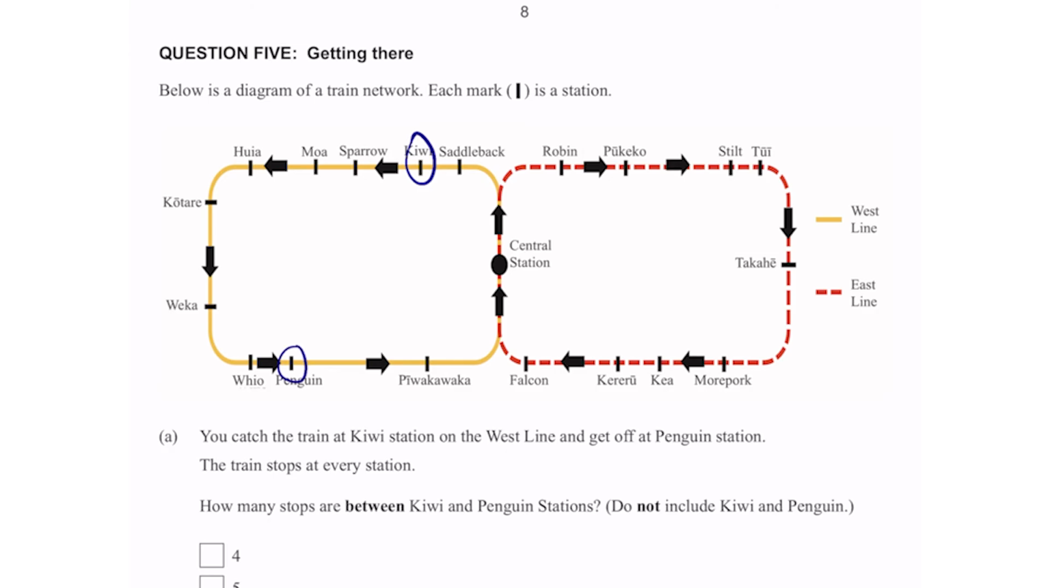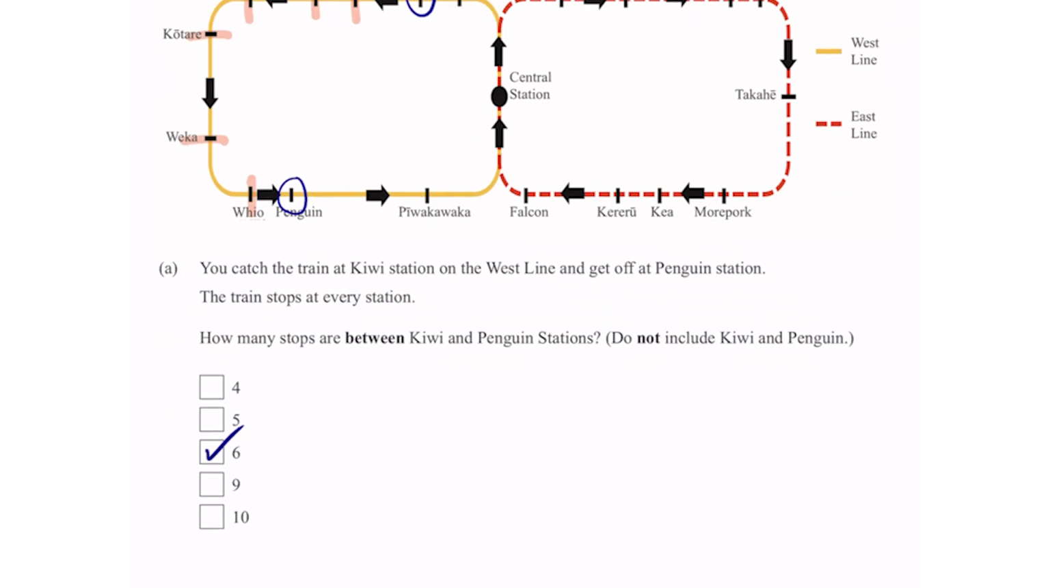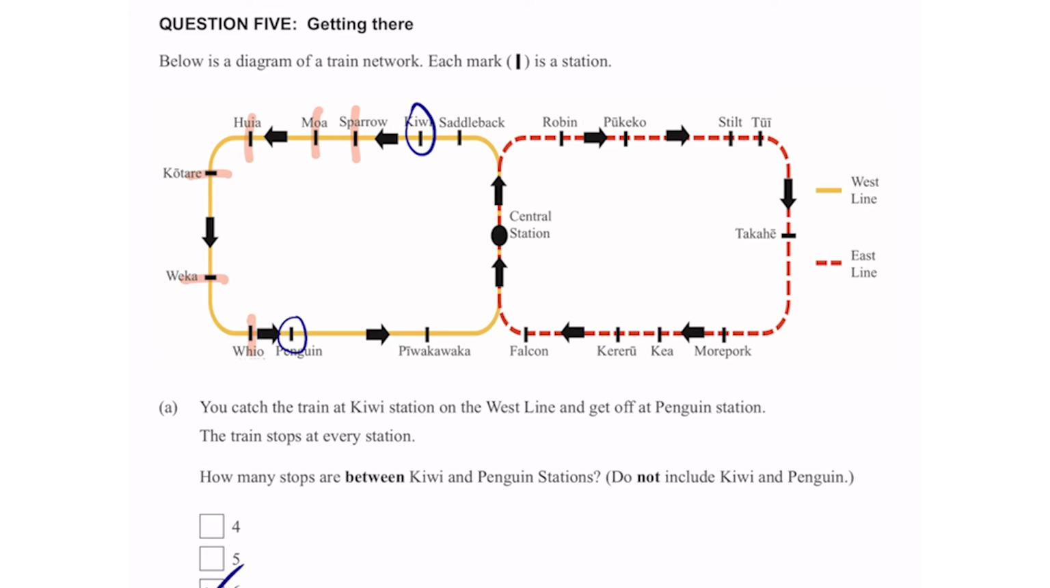The train stops at every station. How many stops are between Kiwi and Penguin stations and do not include Kiwi and Penguin? So I've marked my Kiwi and I've marked my Penguin, so what I'm going to do is count the number of stops in between. Just a counting exercise: 1, 2, 3, 4, 5, 6. Well, there's 6 in between, right? So I'm going to tick 6.